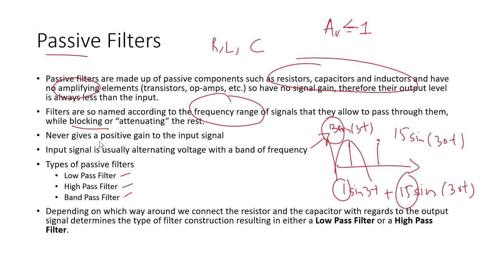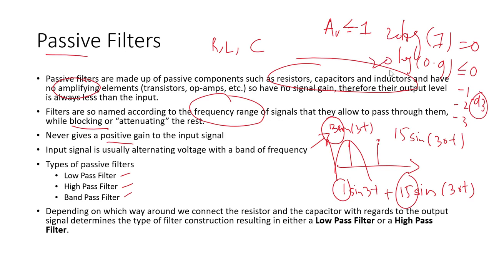A passive filter never gives a positive gain, as this equation says that the log of 1 is 0 and the log of anything less than 1 would be less than 0, so it will be negative. Minus 1, minus 2, minus 3 dBs would be the result if we multiply by 20. So it never gives positive gain, it always gives negative gain, because the gain is either 1 or less than 1 and the log of values less than 1 is negative.